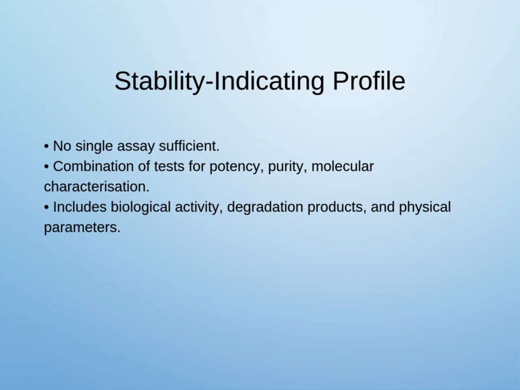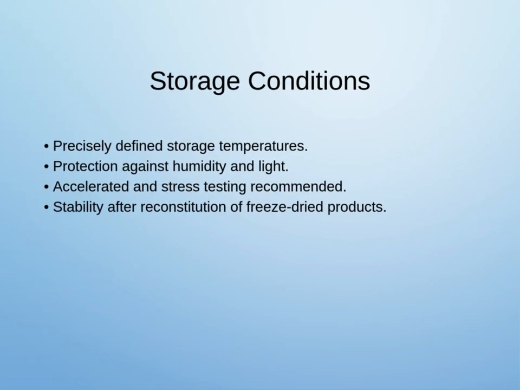No single test can give the complete picture, so manufacturers must combine multiple assays. Potency testing ensures the product retains biological activity. Purity testing checks for degradation products or aggregates. Molecular characterization ensures the protein hasn't fragmented, oxidized, or lost critical functional groups. Physical parameters like appearance, pH, and particulate matter are also monitored. Think of this profile as a safety net, catching any sign that the product is drifting away from its intended quality. Storage is critical. Most biologics require strictly defined refrigeration, typically 2 to 8 degrees Celsius.